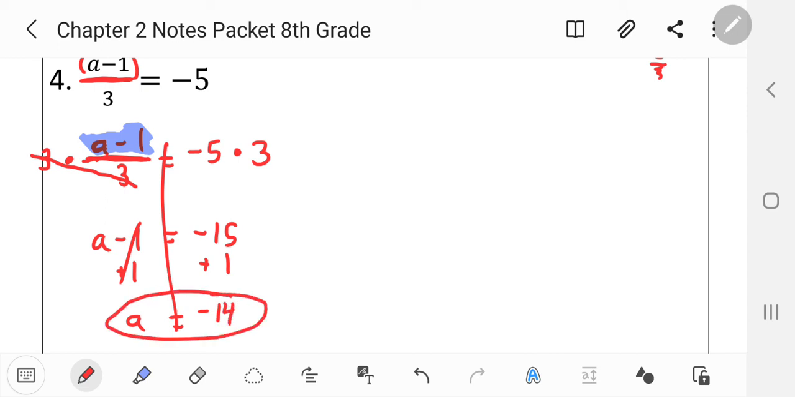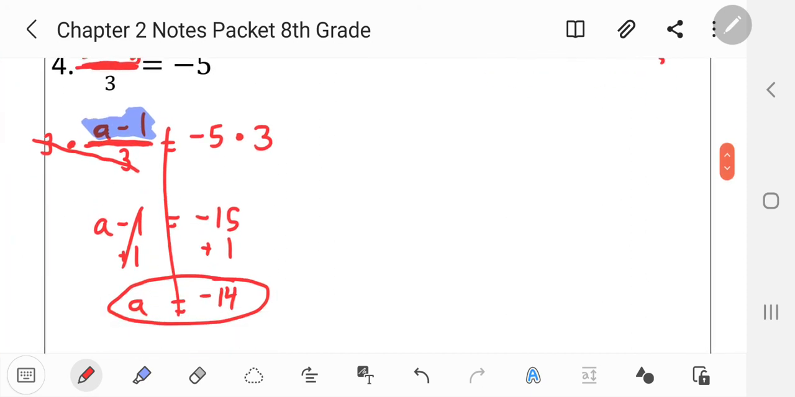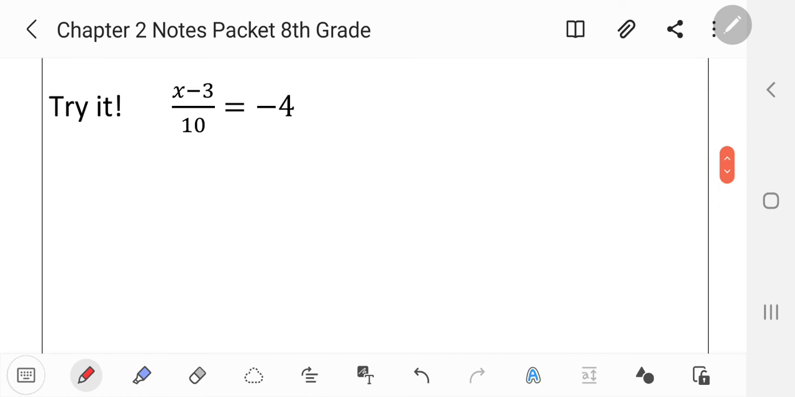All right, so what was different about that one? It was that long bar that grouped the a minus 1. Now I kept saying, always undo the term without the variable. And you might be thinking, well, why didn't I get rid of the minus 1 first? Well, it's because that long bar grouped the a minus 1, kind of trapped it, put it in jail. And this 3 is like the guard. You've got to get rid of that 3 first. And since it was divided by 3, we multiply to get rid of it. All right, try it yourself, pause, try it, and good luck.